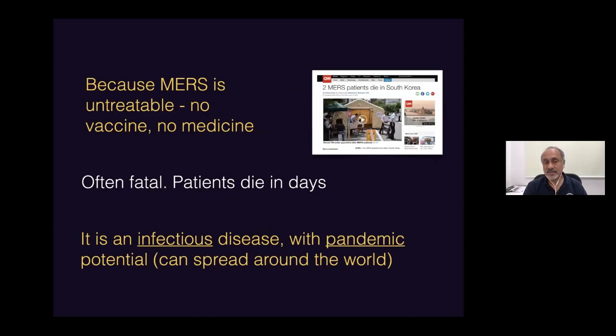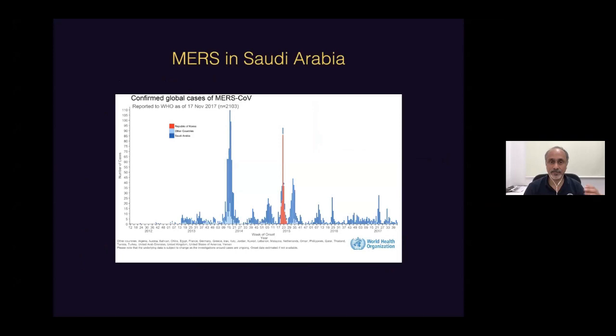The reason is that MERS is an untreatable disease. There is no vaccine for it. There is no medicine for it. It's also a disease that is often fatal. Patients die of it in a matter of days. It's an infectious disease, which you know because this person infected other people. It's an infectious disease with the potential of spreading across the world. It already moved from wherever he contracted it in the Middle East to Seoul, where it moved to infect other people. So therefore, it has the potential of spreading across the world. It's called potentially a pandemic disease.